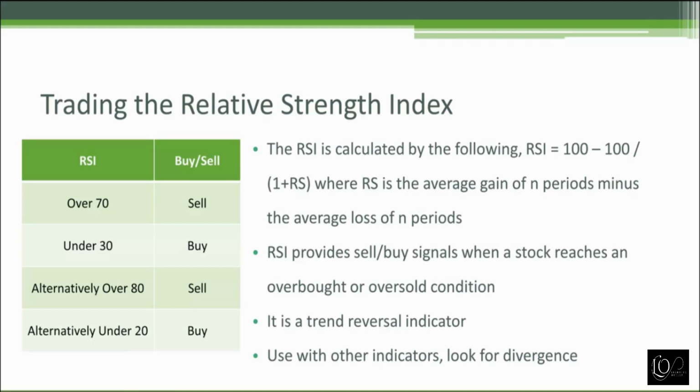If the RSI is moving down and the stock is continuing to move up, we have a negative divergence. And if RSI is moving up and the stock is moving down, then we have a positive divergence. Let's look at RSI on a chart and see how we would use it in our trading.